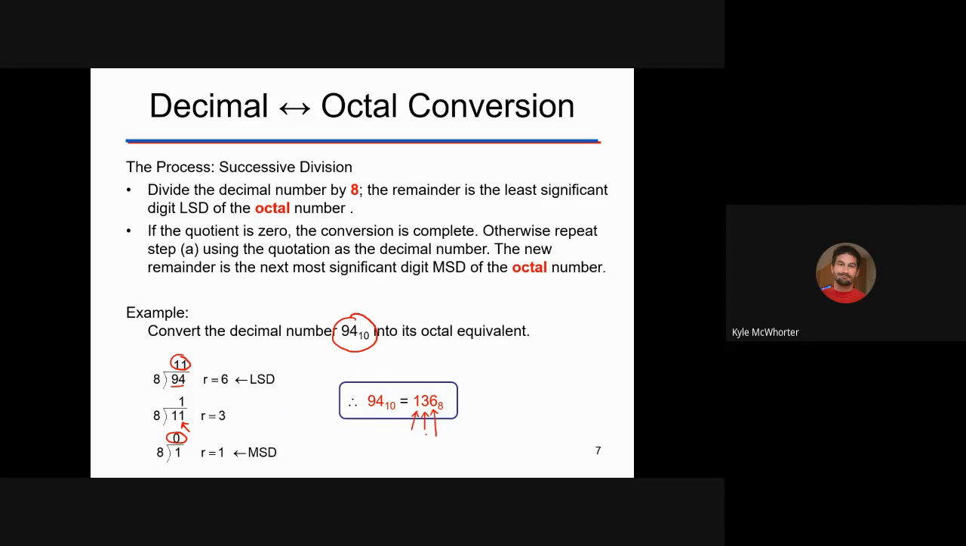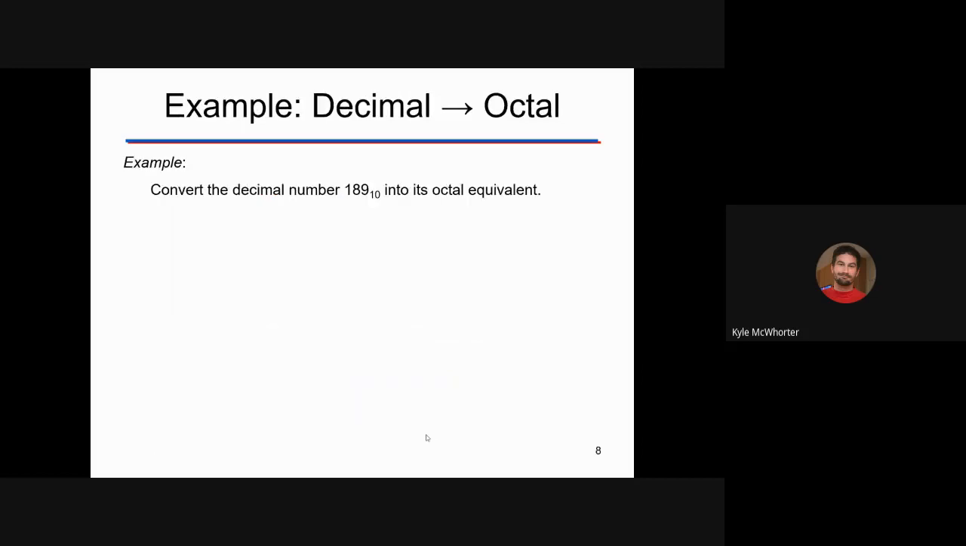So let's do one of these together. We're going to convert 189 from decimal into its octal equivalent. So we're going to take 189 and divide by 8 because we're trying to get into base 8. All right, 8 doesn't go into 1, but 8 goes into 18 twice. 2 times 8 is 16. So then subtract, you get a 2, bring down the 9.